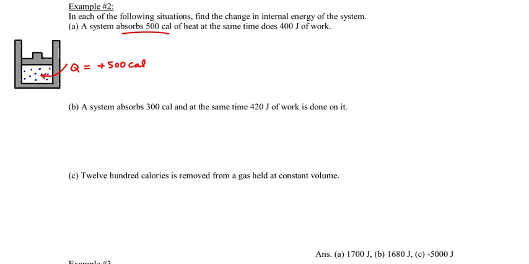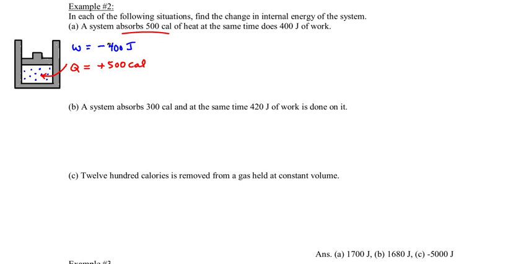And at the same time, the system, the gas, does 400 joules of work. Is that positive or negative? Well, you have to understand what is doing the work. In this case, it's the gas that is expanding and doing work on the surroundings. So this shaft is moving upwards, and so this is going to be a negative work done because the work is done by the gas.